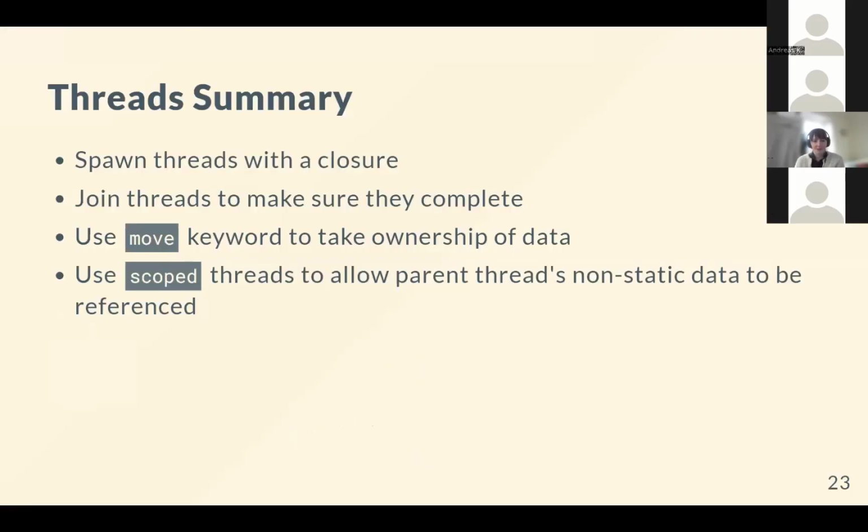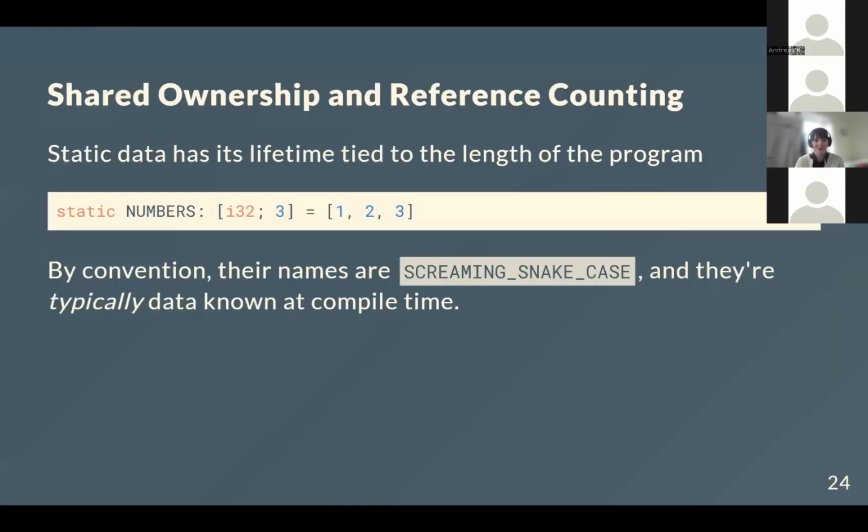So just to summarize the threads bit there, you can spawn threads with a function or a closure. You join threads to make sure they complete. Use the move keyword to take ownership of data. And scope threads allow parent threads' non-static data to be referenced from inside the thread. Whistle stop tour. Cool. So now we're on to shared ownership and reference counting.